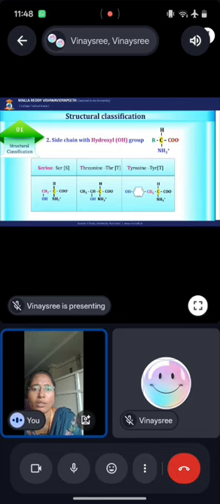Last one is the tyrosine. Tyrosine is TYR or Y. You can see there is a phenol structure attached to the side chain. Then these are the side chains with the hydroxyl groups. These are the examples or the classification of the side chain with the hydroxyl group.